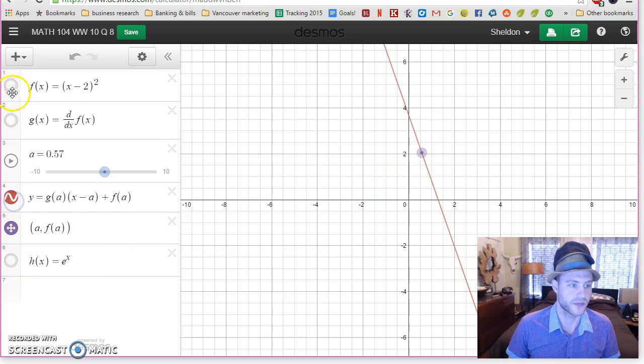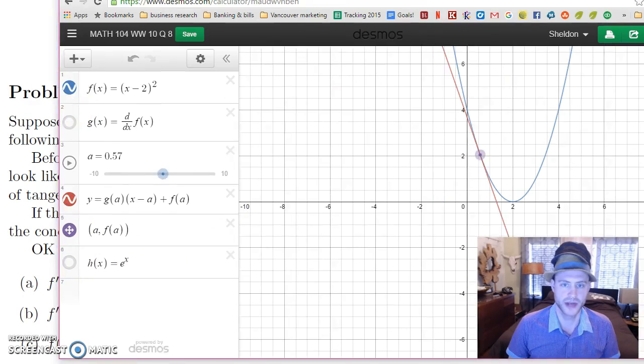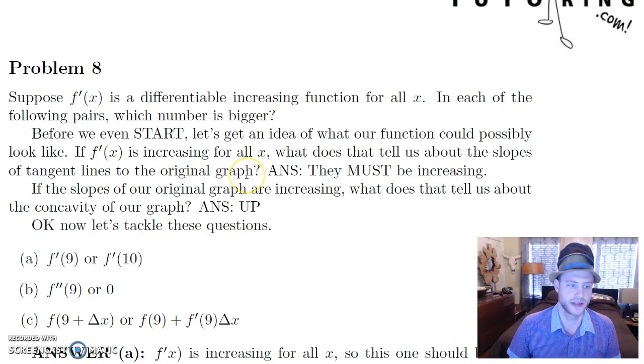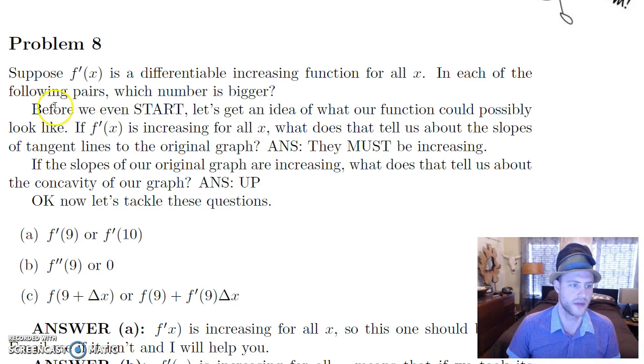Okay, so let's go back to the question now. I just wanted to form a little bit of intuition there, and now I feel like we can get into this stuff. So that's kind of what I say here. Before we even start, this is me getting emotional. Blah, blah, blah, answer, blah, blah. We did all that. Okay, now we can tackle the questions.